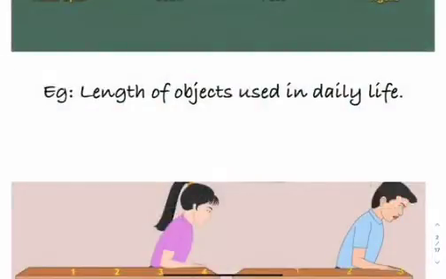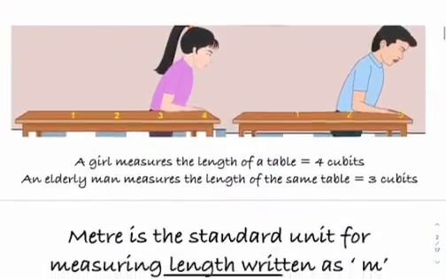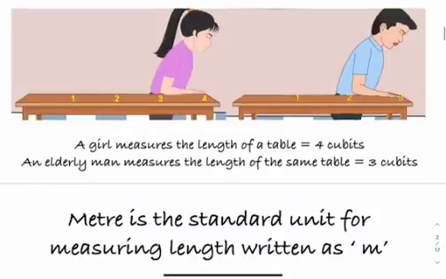Example of length could be length of objects used in our daily lives. Any object which you find around you, maybe a tailor's rod, a meter scale, or length of a table. Now, if you observe the picture, children, a girl measures the length of a table as 4 cubits. Correct? This girl might be 8 to 10 years old. In the second picture, an elderly man measures the same table as 3 cubits.